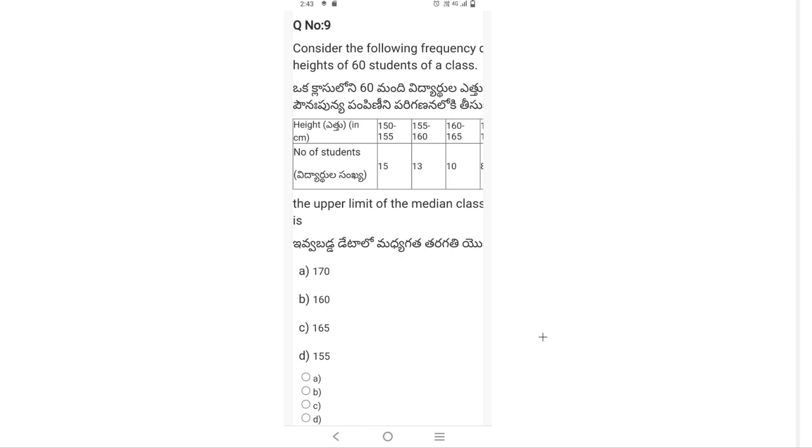Here in this one, the question is incomplete. Here we need some data. Some data is missed. So I can't do this problem. So I am skipping this question. Let's go to the next question.